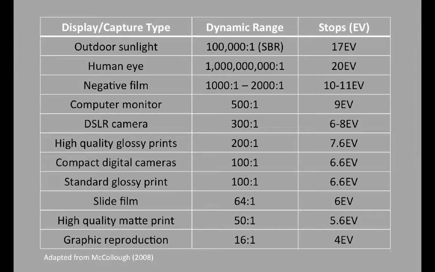The human eye has the ability to record a dynamic range of around 20 EV, 20 stops, which is around about a billion to 1 ratio. So this is one of the other challenges that we have with photography. What we see and what our camera can record are two different things.